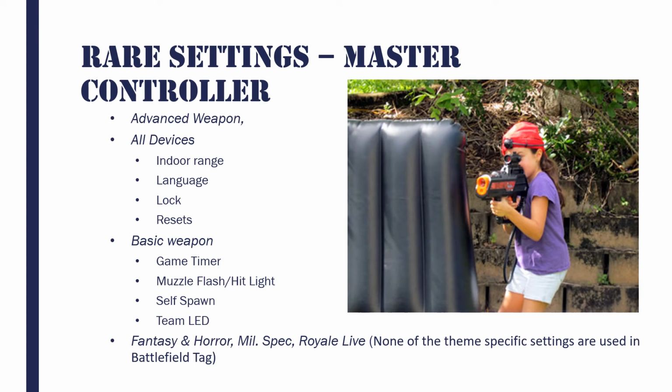The Rare Settings menu on a master controller has a very wide range of setting options that can be used on target devices by infrared. None of these options are required to run the standard games recommended by Battlefield Sports. Rare settings are broken down into sub-menus. Advanced weapon settings: all devices, configuration options that apply to any device. Basic weapons settings: none of the theme-specific settings are used in Battlefield Tag. This course will only cover a small subset of the rare settings. Refer to the SATR3 user guide for complete details.